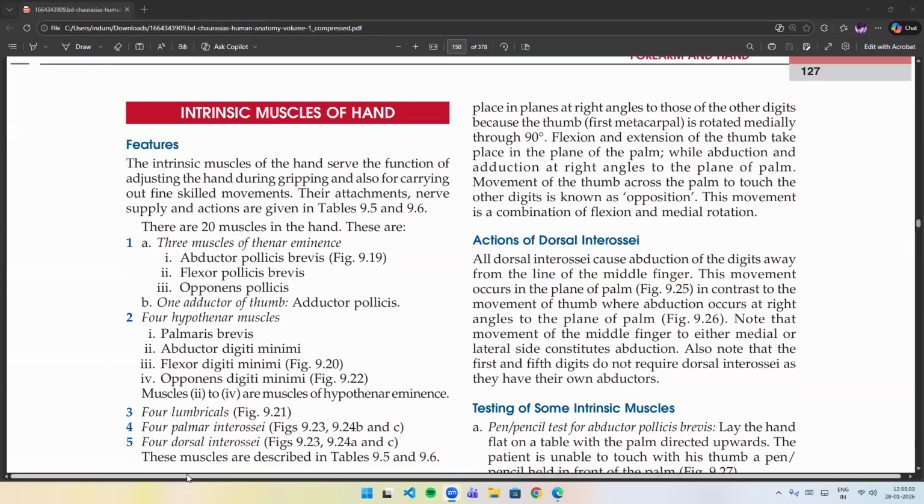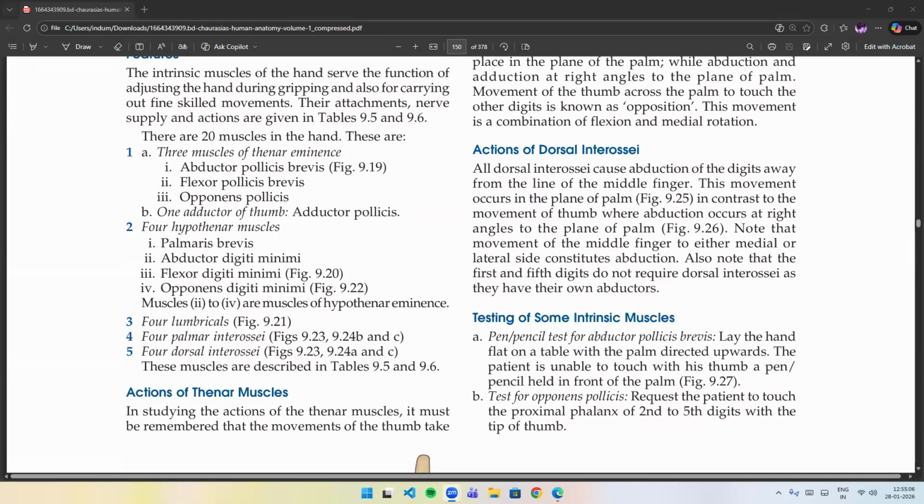Actions of dorsal interossei. All dorsal interossei cause abduction of the digits away from the line of the middle finger. This movement occurs in the plane of the palm, figure 9.25, in contrast to the movement of the thumb, where abduction occurs at right angles to the plane of the palm, figure 9.26. Note that movement of the middle finger to either medial or lateral side constitutes abduction. Also note that the first and fifth digits do not require dorsal interossei as they have their own abductors.